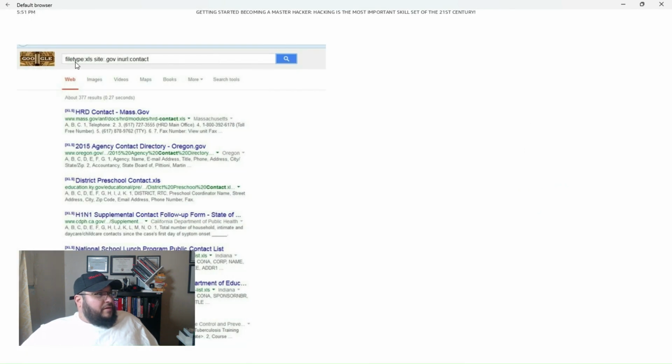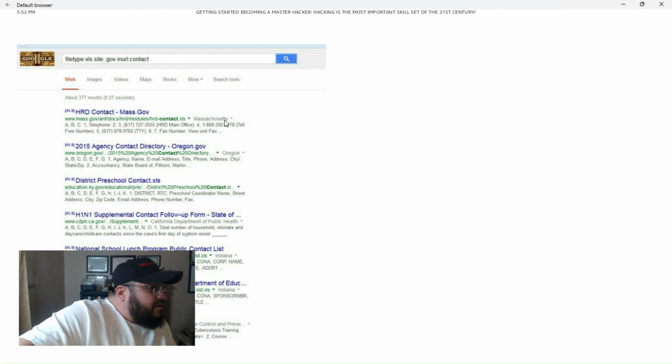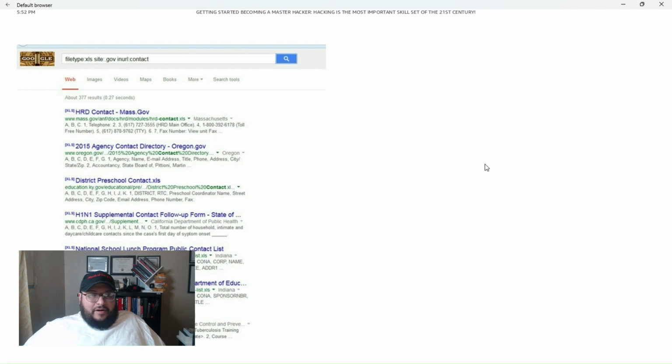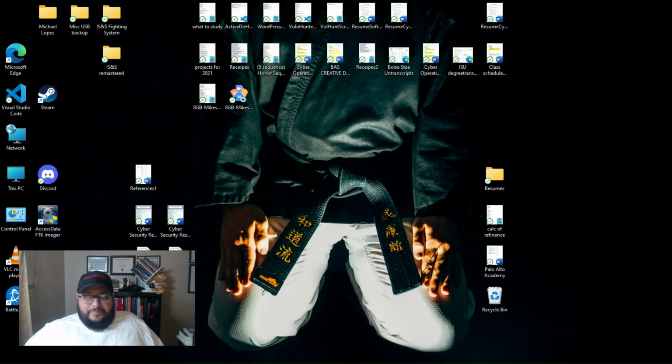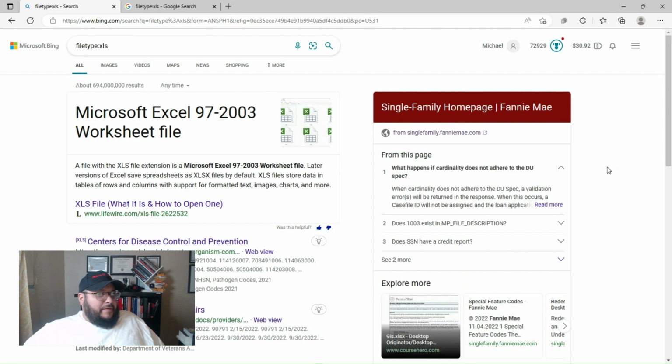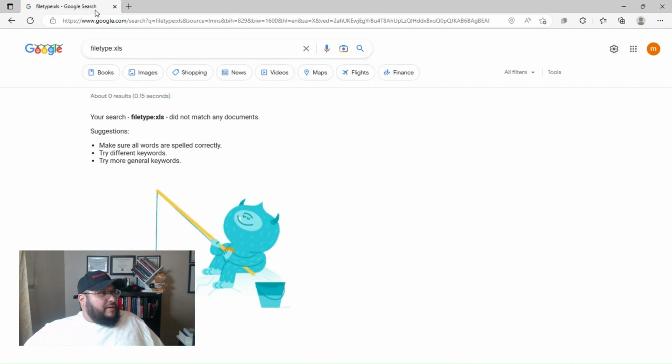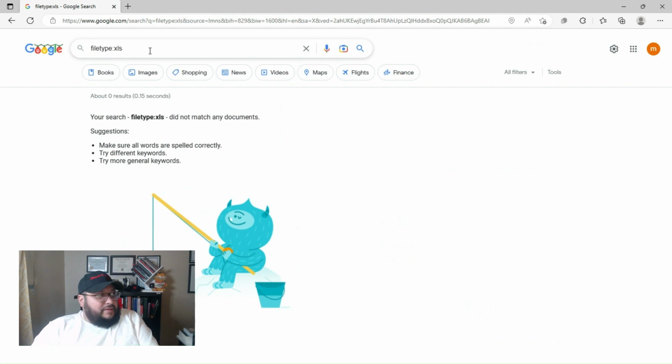Let's do this one. File type XLS site gov URL contact. Let's do that one. In URL contact. And I can't even see that. Was that a dot? Dot curve. Alright, I'm gonna move this over and copy this. Yeah, we'll take that one out because that's not Google. Alright, let's see what happens.